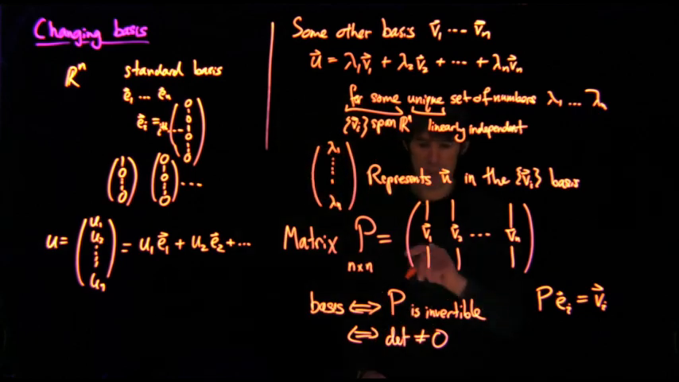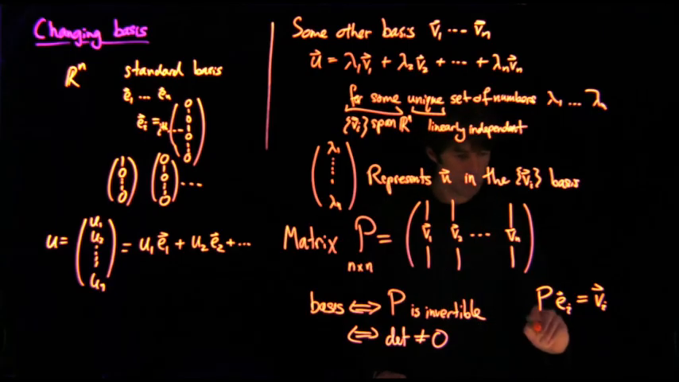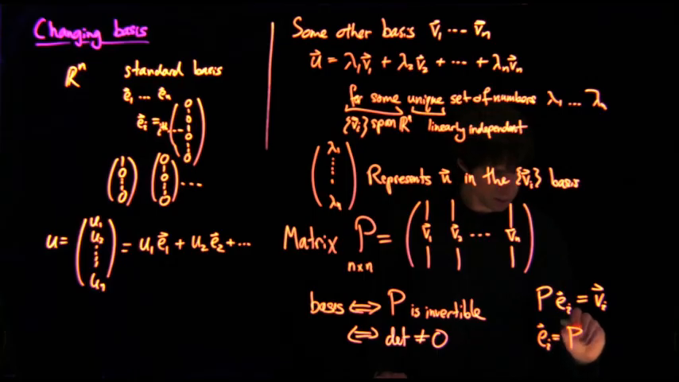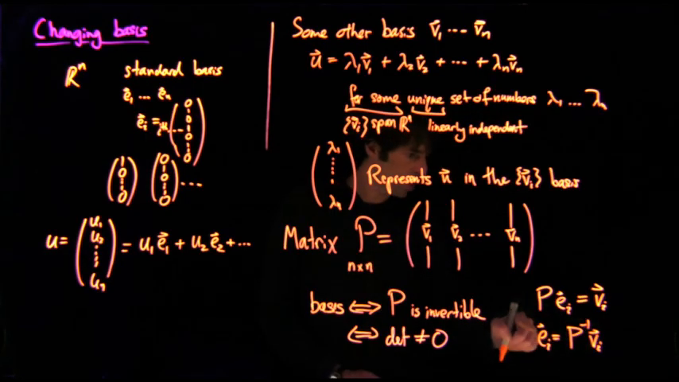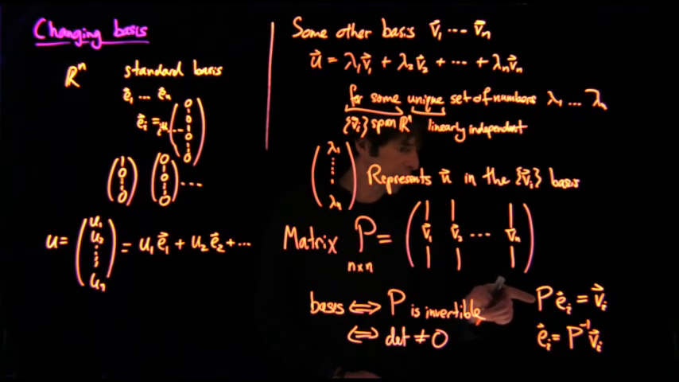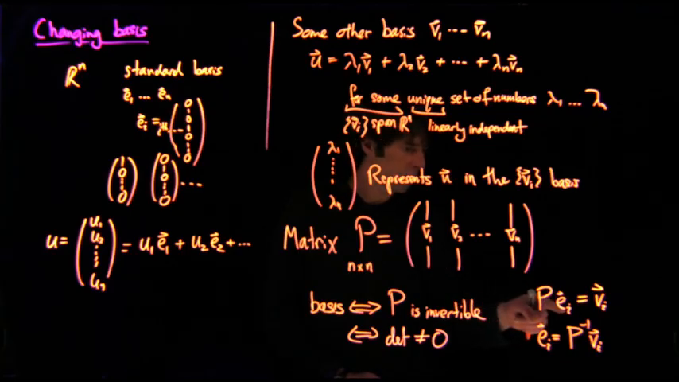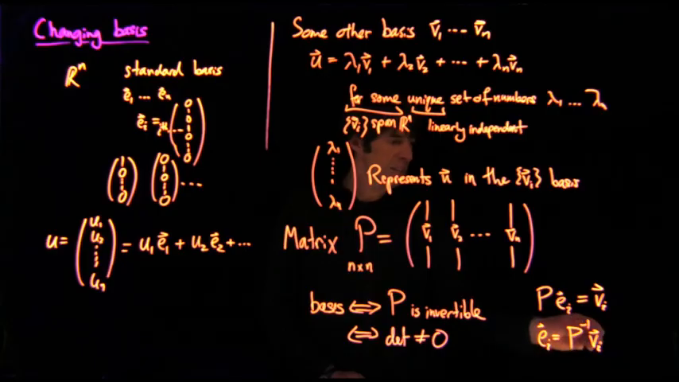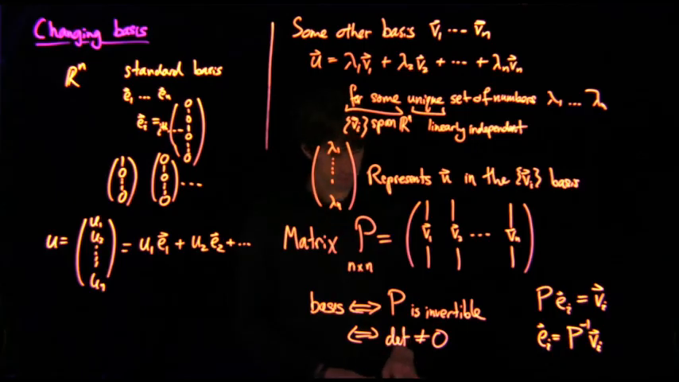Now, I can reverse this if I have an inverse, and P is invertible, so I could say that ei is equal to P inverse times vi. So where did I get this equation from? I just took this equation and multiplied on the left by P inverse. So P inverse times P times ei. The P inverse P cancels out, and I'm left with ei is equal to P inverse times vi. So the P inverse matrix takes the v basis vectors and moves them all to the standard basis vectors.